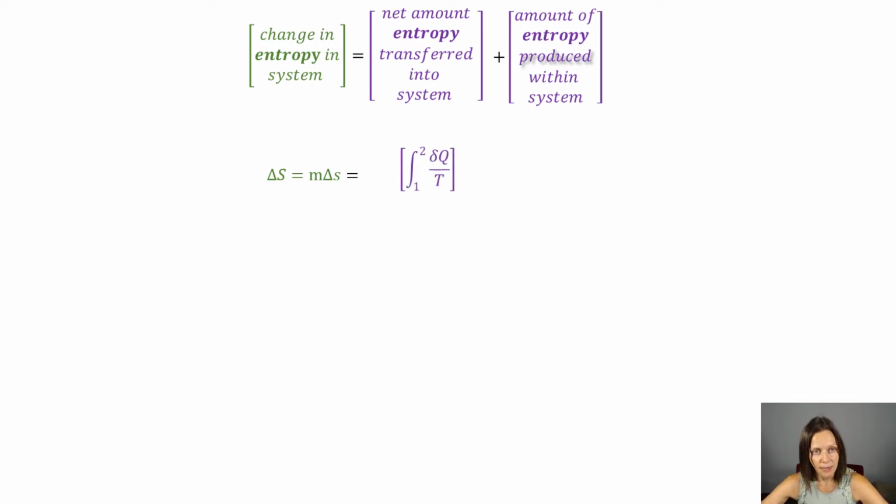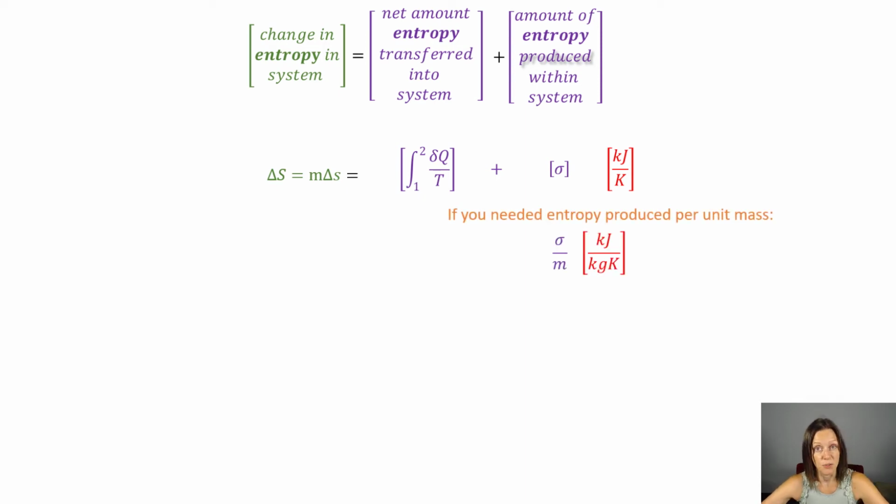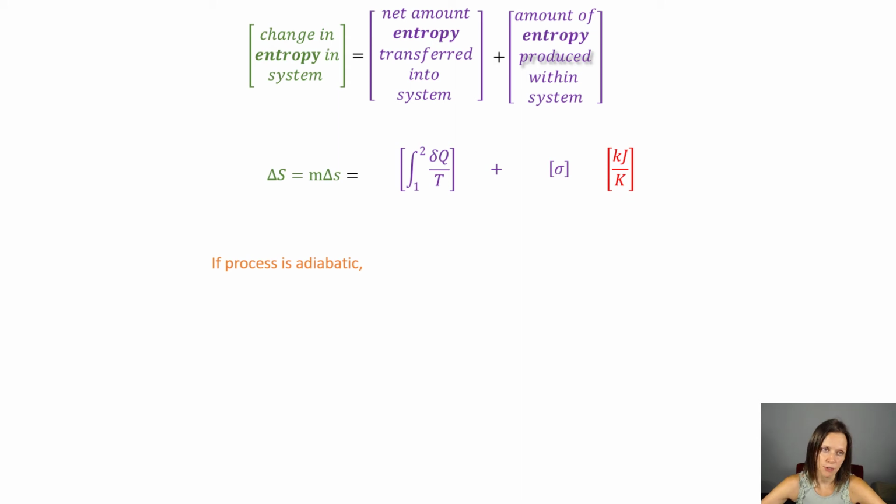And then the net amount of entropy transferred into the system across the boundary. For a closed system, the only way that entropy can be transferred is with heat transfer. And then you've got the amount of entropy produced, which we use a sigma for. The units on this are going to be in kilojoules per Kelvin, or if you're in English units, it would be BTU per degree Rankine. So if you needed entropy produced per unit mass, you just divide through by mass, and that would give you kilojoules per kilogram K.